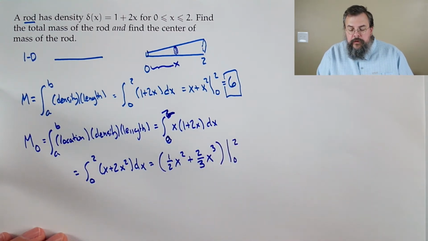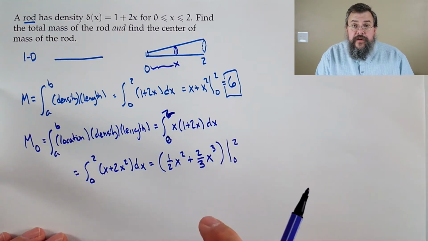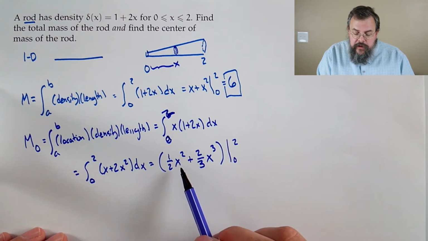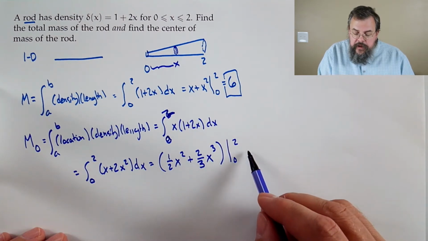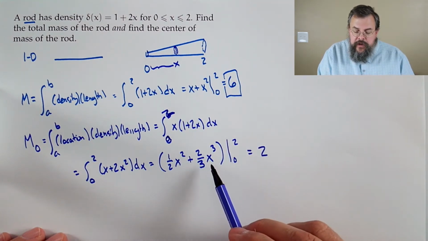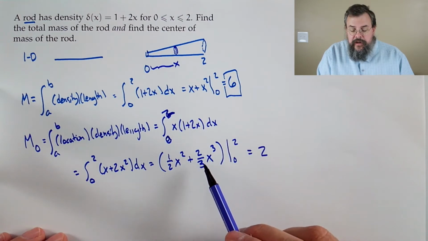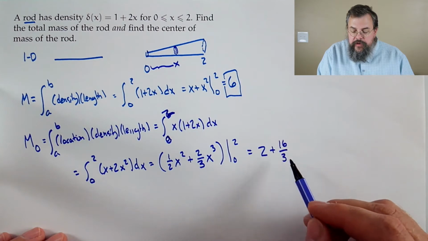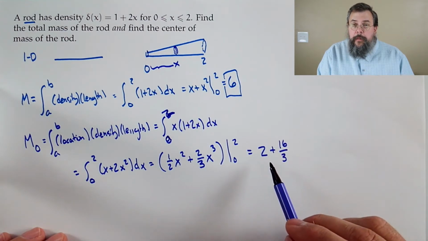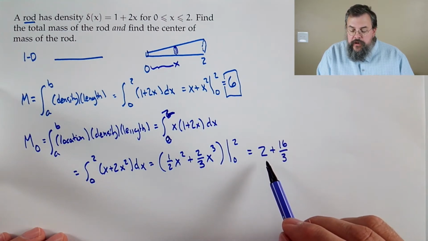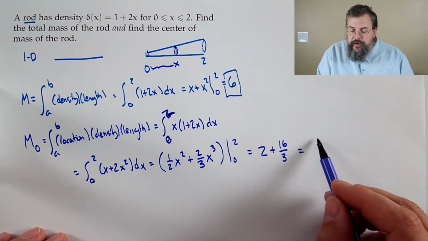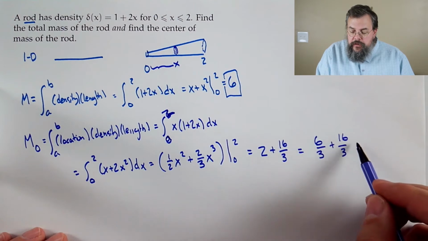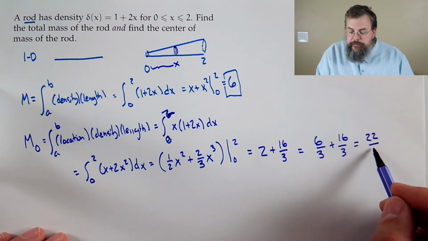Plug in 0, you get 0. That's good. How about 2? 2 squared is 4 times a half gives 2. 2 cubed is 8 times 2/3 is 16 thirds. Now we can put this over a common denominator. 2 is the same as 6 thirds. So we have 6 thirds plus 16 thirds, giving us 22 thirds.